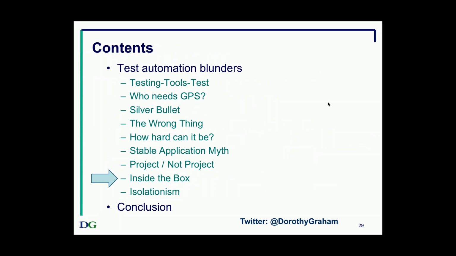Testing inside the box. This is another blunder that people do. It's the difference between automated tests and automated testing. At our church, we have a new dishwasher which came with the new kitchen. And a dishwasher, as you know, is an automated solution to washing the dishes. And so this should be an automatic process, right?